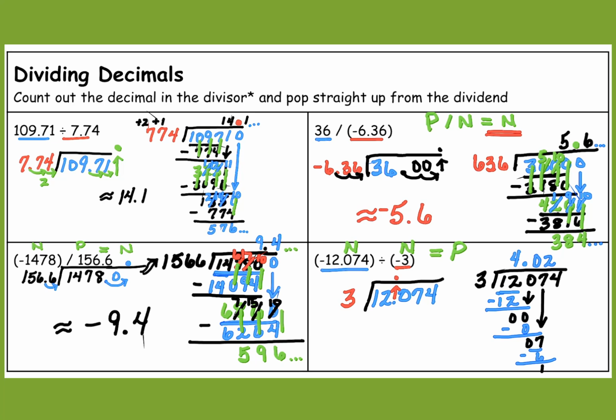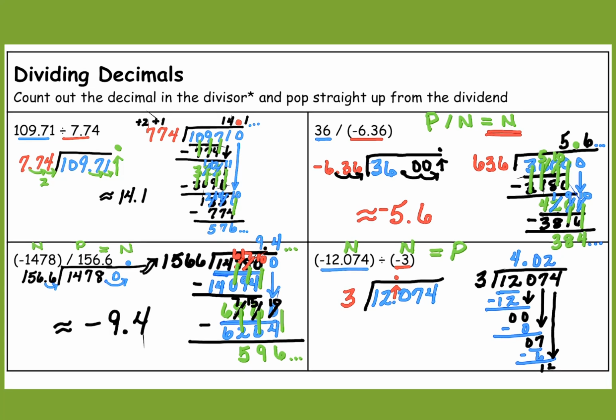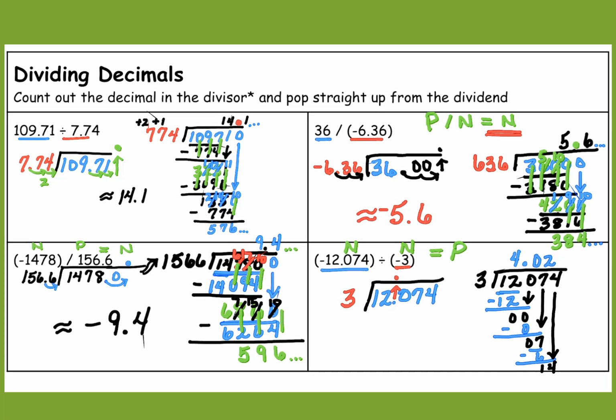Next, we bring our 4 down, and that gives us a total value of 14. Now, if we have 14, are we able to take 3 away? That answer is yes, we can take 3 away from 14 4 times.